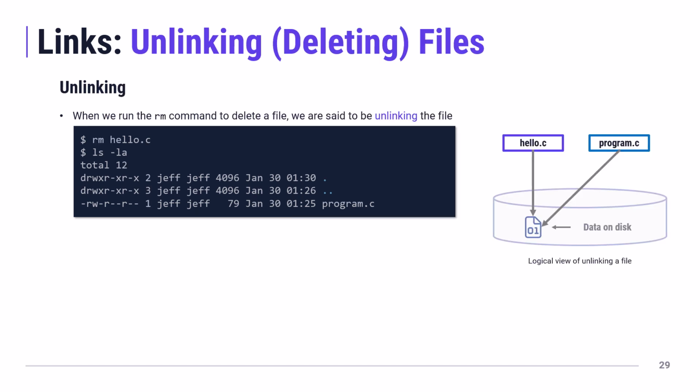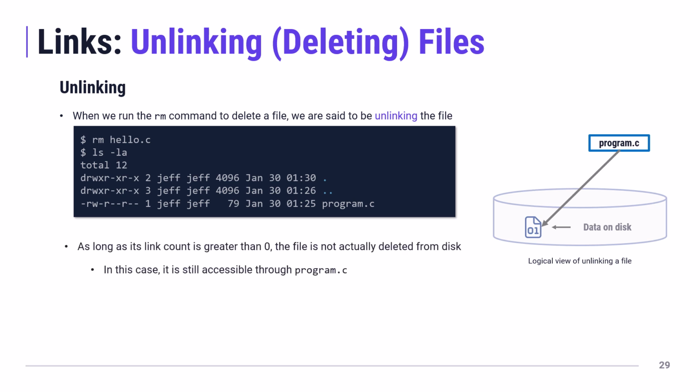Now, when you run the rm command, let's say I delete the original file name. When we delete something, the official terminology is actually unlinking. We are unlinking the file. And now we understand why, because file names are links. They are hard links to the file's content on disk. So if I delete that original file hello.c, it simply removes that link. It unlinks it from that file's content. But the file is not deleted because it's still accessible through the second link that we created, program.c. So as long as the link count is greater than 0, that file doesn't actually get deleted.